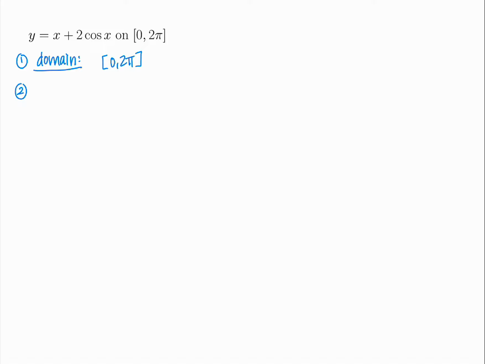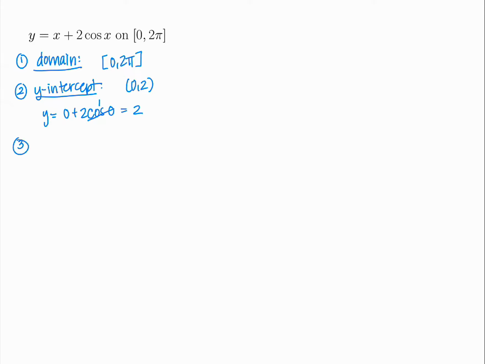All right, step 2, we're going to look for a y-intercept. And remember, to find our y-intercept, we let x equal 0. So y equals 0 plus 2 times the cosine of 0. Well, cosine of 0 is 1, so that's just 2. So our y-intercept is the point (0, 2).